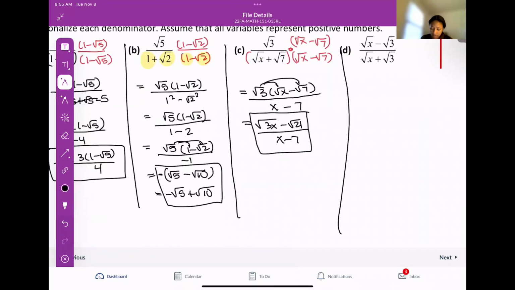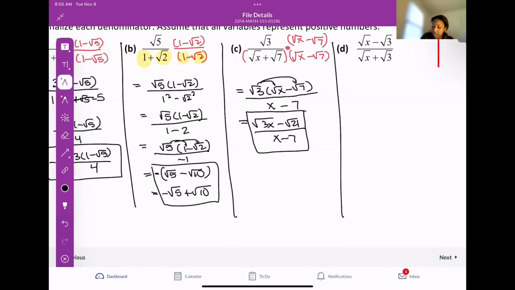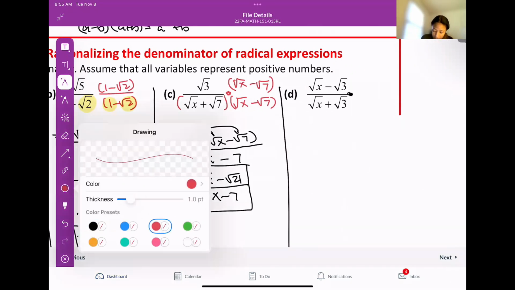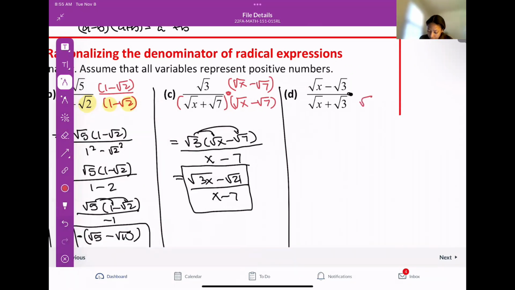Last one, the square root of x minus the square root of 3 over the square root of x plus the square root of 3. Now the conjugate here is the term that we have in the numerator. So the conjugate of the denominator is root x minus root 3. So we're going to multiply the numerator by itself.